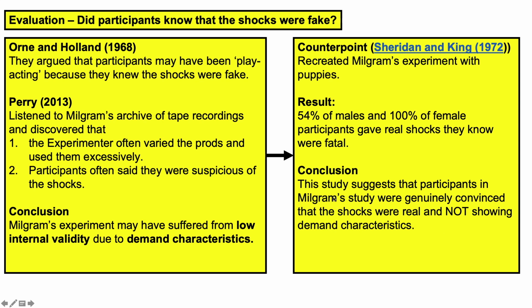Okay, so this study suggests that participants in Milgram's study were genuinely convinced that the shocks were real and not showing demand characteristics, right? Because this experiment worked as well, we can conclude that the Milgram experiment is not failing because of these demand characteristics, because people thought it was play acting, okay?